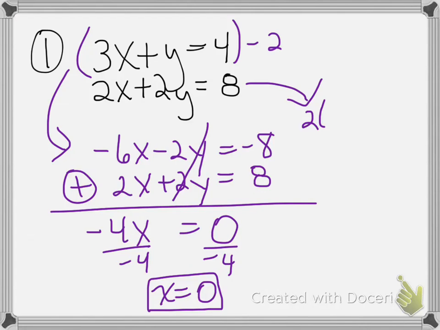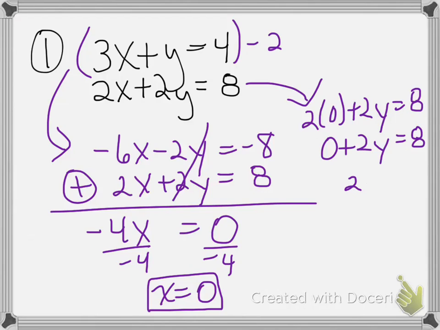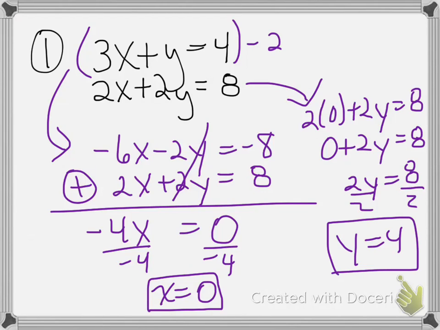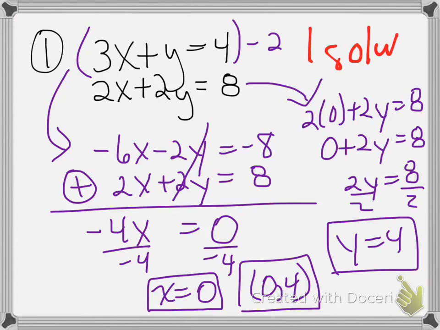So 2 times 0 plus 2y equals 8. 2 times 0 is 0. 0 plus 2y is 2y. Divide by 2, and y is 4. So how many solutions are there? Well, there's one x value and there's one y value, and you put them together. So there's one solution, and so how many solutions are there? 1. Okay.